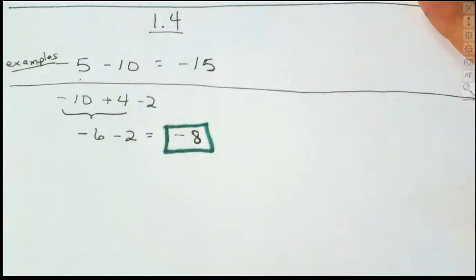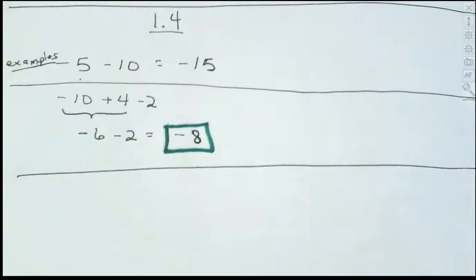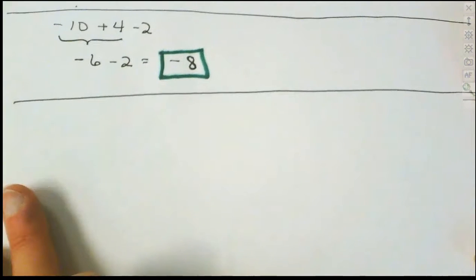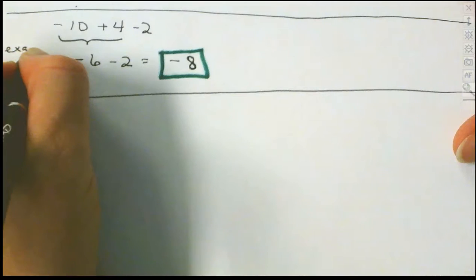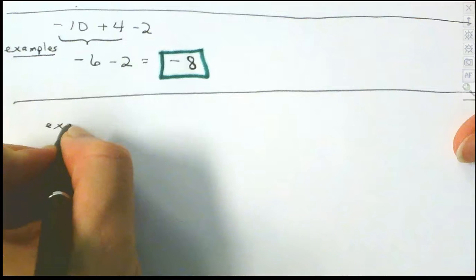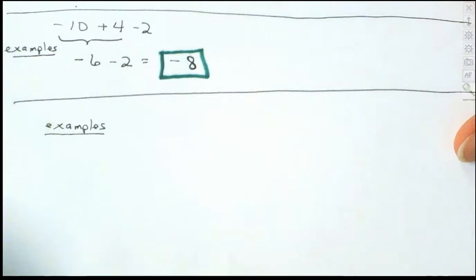We'll do one more of these, and then we'll look at some fractions. So what happens when we have a double negative? And this again was an example here. These are all examples. Okay, what happens when you have a double negative?